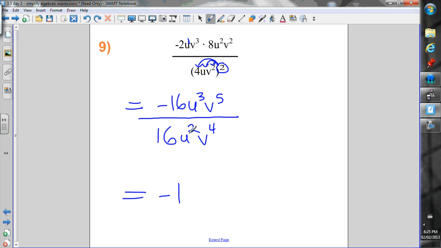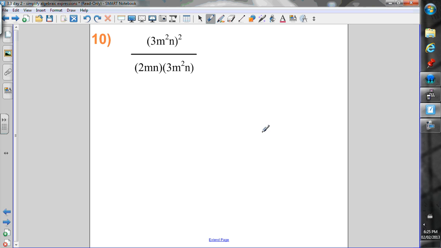u cubed divided by u squared, dividing 2 powers with the same base. What I'm going to do is keep the base the same, subtract the exponents. 3 minus 2 is 1. If it's an exponent of 1, you don't have to write it. v to the 5 divided by v to the 4, keep the base the same, and subtract the exponents. Okay, that's what the quotient rule tells us to do. 5 minus 4 is 1. I don't have to write an exponent of 1. So there's my answer. Number 10.